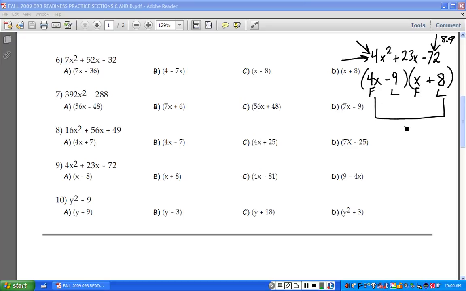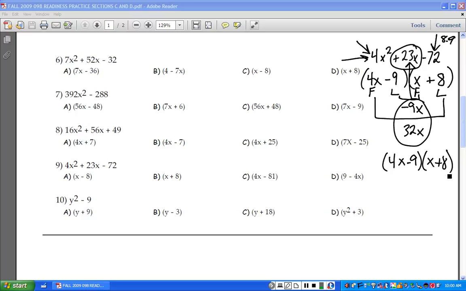Outside, which is 32x. Inside, which is a negative 9x. When those combine, 32 minus 9, or negative 9 plus 32, however you want to look at it, gives you a positive 23x. So we know we have it. So 4x minus 9 times x plus 8. So let's see here. X plus 8, there it is right there. So that would be our answer.